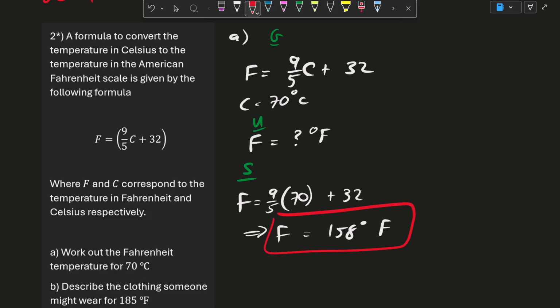One thing I always recommend with these questions is to box your answers. It just helps the examiner know where your final answer is.